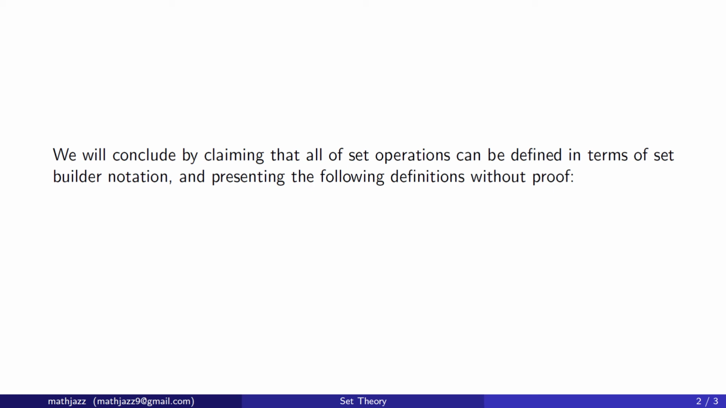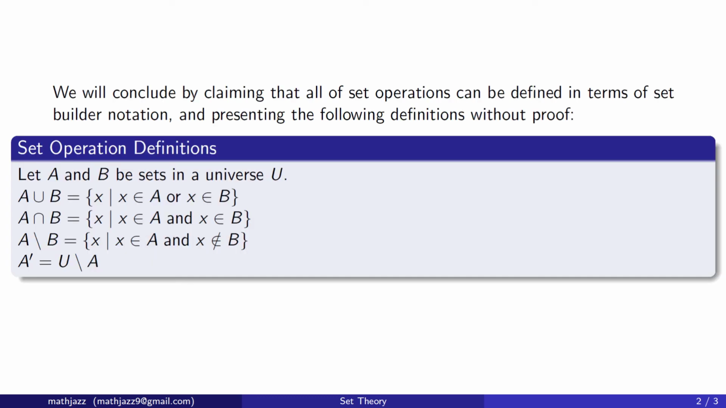To end the video, we're going to claim that all set operations, that is union, complement, intersection, and set subtraction, can be written in terms of set builder notation, and we define them this way. This is how most mathematicians think of unions, intersections, differences, and the like. It's shorter to write this than it is to write out the definitions in English. They might think about it in words, but this is the clean, short way that they would write them.